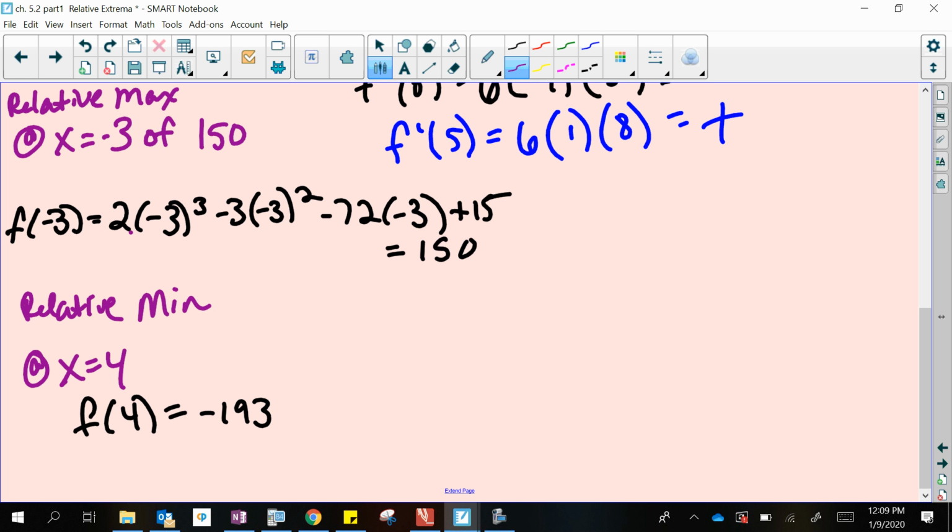So we have a relative min at x equals 4 of -193. Okay, does that make sense? Okay, so actually what we're going to do, so that's the steps you're going to go through.